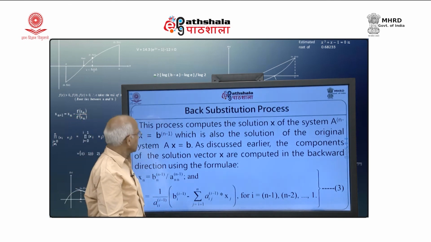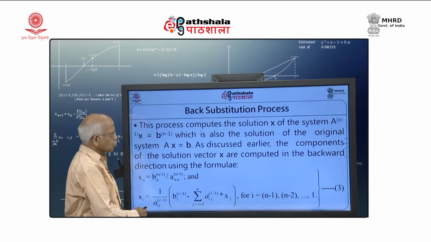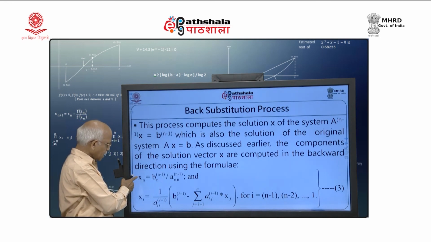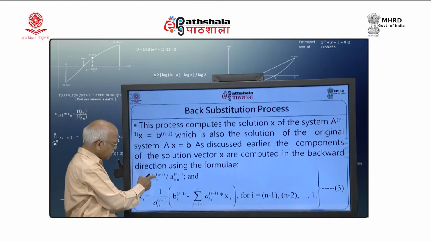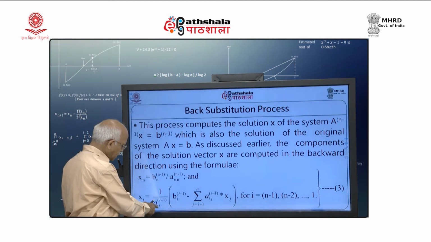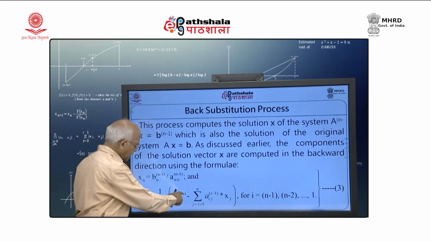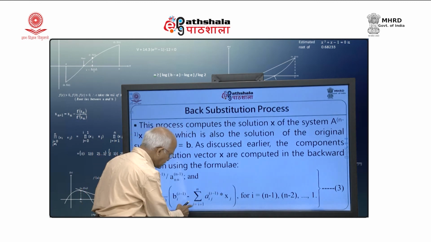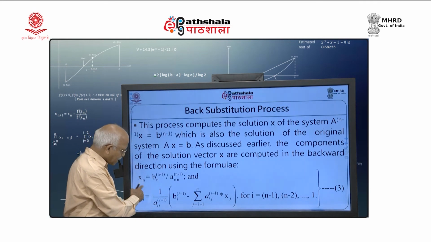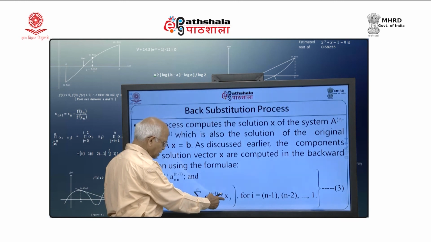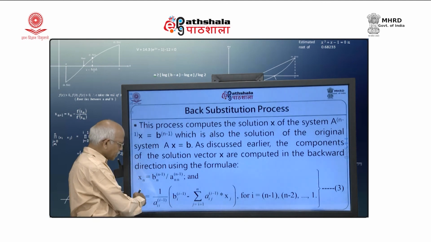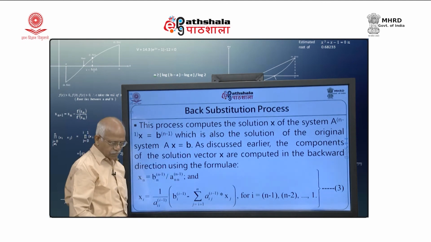As discussed earlier, the components of the solution vector x bar are computed in the backward direction using a formula like this. So, x_n we find from the last equation, that is b_n^(n-1) divided by a_nn^(n-1), and x_i will be obtained by 1 upon a_ii^(i-1) into b_i^(i-1) minus the sum of a_ij^(i-1) x_j, j equal to i plus 1 to n, for i equal to n minus 1 and so on. So, when we are computing x_i, we already know the values of x_(i+1), x_(i+2) up to x_n, and therefore we substitute here and get the value of x_i. Since we are going in the backward direction, this is called back substitution.